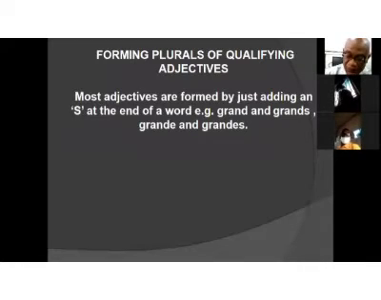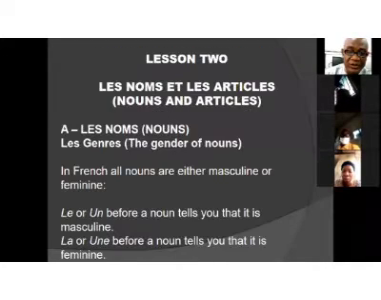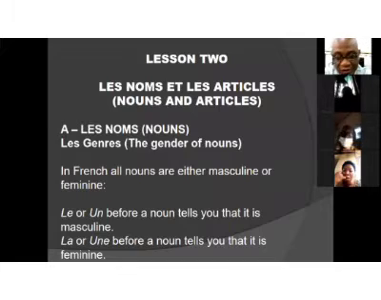Lesson 2, which is on nouns and articles. You recall that we ended lesson 1 on the note of the formation of plurals of adjectives in French. So in lesson 2, we will be talking about nouns and articles.